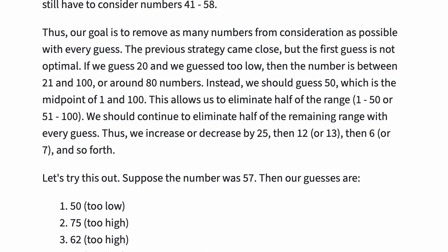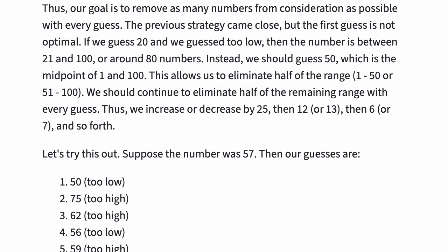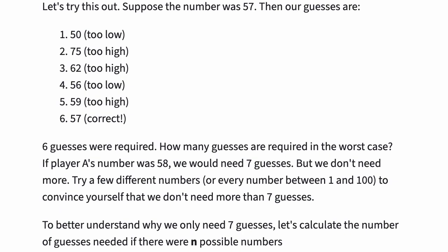Let's try this out. Suppose the number was 57. Then our guesses are 50, which is too low, 75, which is too high, then back down to 62, which is too high, and down to 56, which is too low. Then we move up by 3 to 59, which is too high. Then we finally land on 57. 6 guesses were required. How many guesses are required in the worst case?